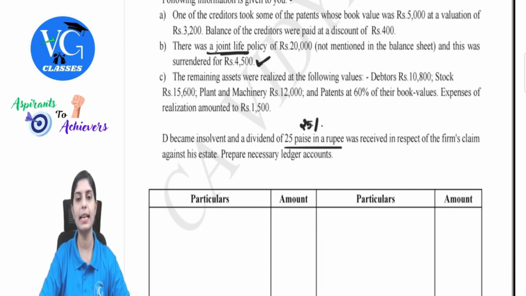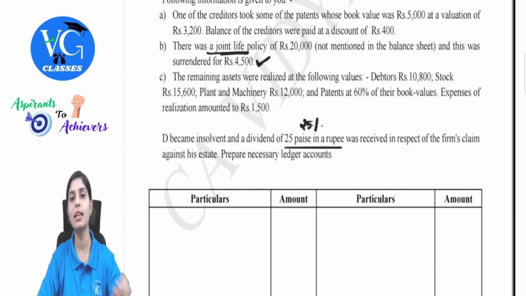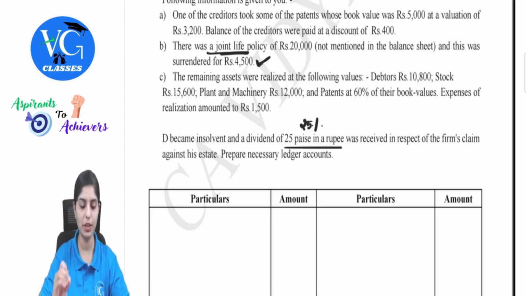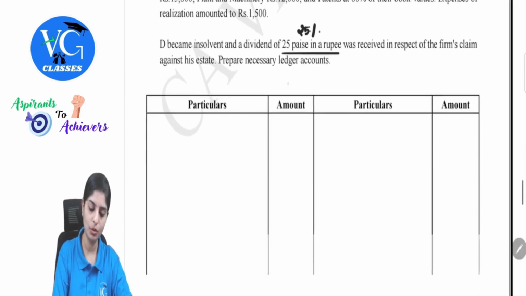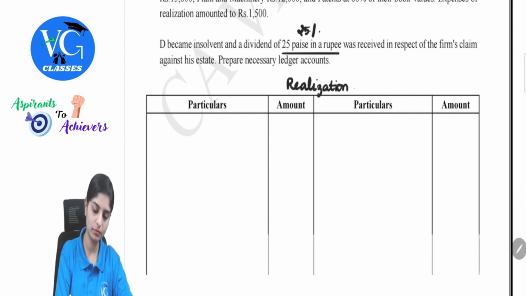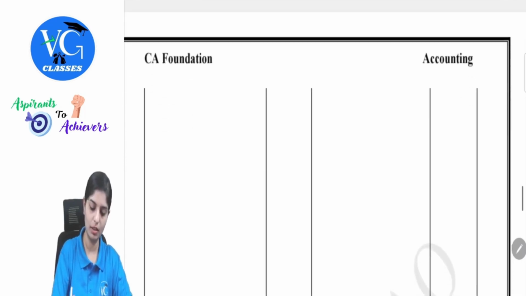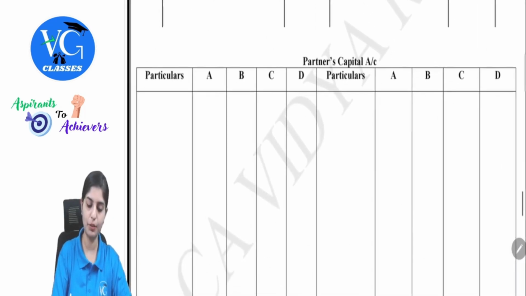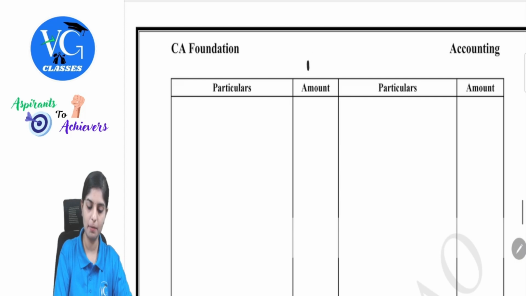Prepare necessary ledger accounts. When the question just says prepare necessary ledger, the main things you are supposed to do are realization, partners capital, and bank account. Additionally, if anything is required with respect to working notes, we can prepare accordingly. So realization account, then we have partners capital with 4 partners, bank account.